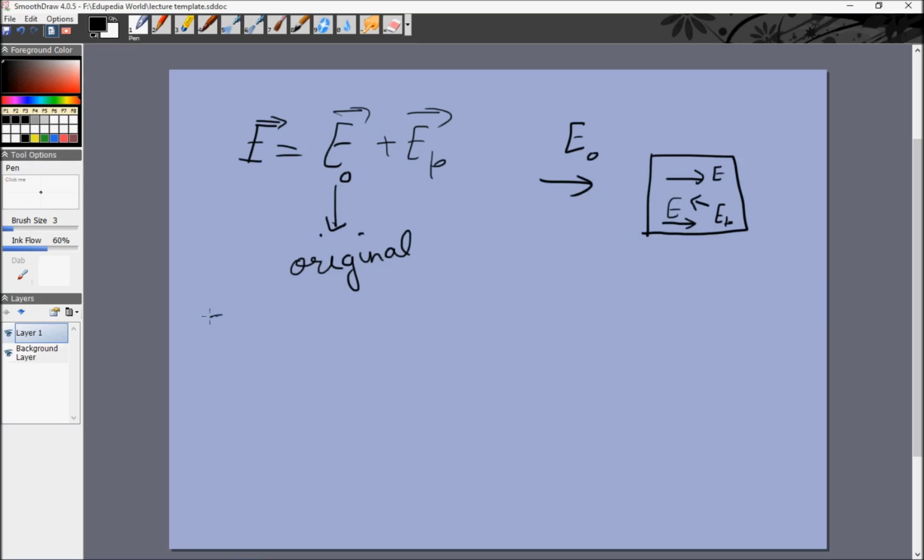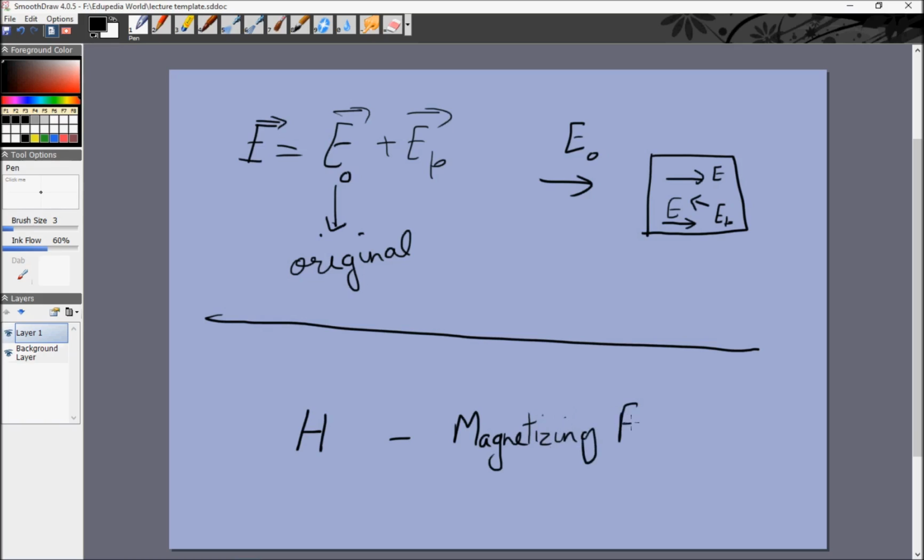Right. So similarly, what we'll have in magnetism is the original field, which we'll actually call H. Now, why do we call it H? That's sort of a historical thing, so we'll not get into that right now. But H is called the magnetizing field intensity. Now except for a factor of mu naught, which we'll get to in a minute, it is basically the original magnetic field which we apply, right?